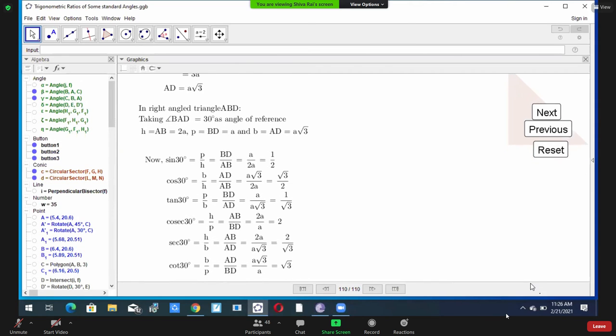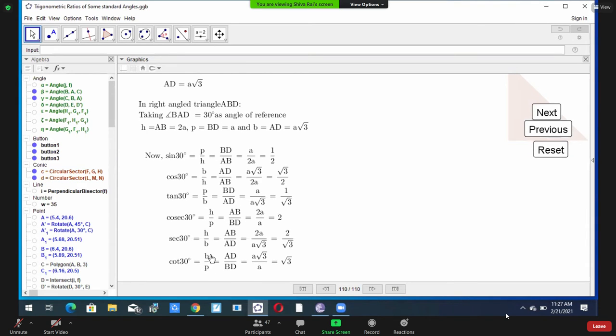Okay. Now sec 30 degree. Sec 30 degree equals H upon B. H equals AB, and B means AD. So we substitute the values: AB equals twice A, AD equals A root 3, and A cancels, 2 upon root 3. Sec 30 degree equals 2 upon root 3. Now cot 30 degree. Cot 30 degree equals B upon P. B means AD, P means BD. Substitute the values: A root 3 upon A. Now A and A cancel.